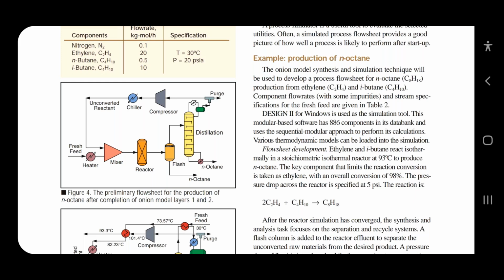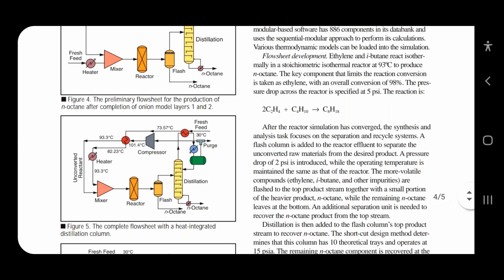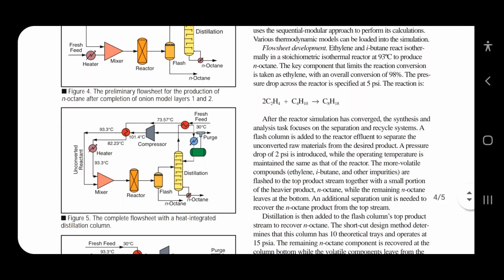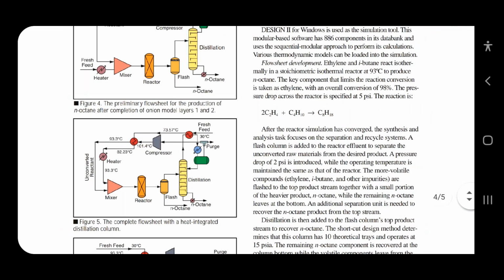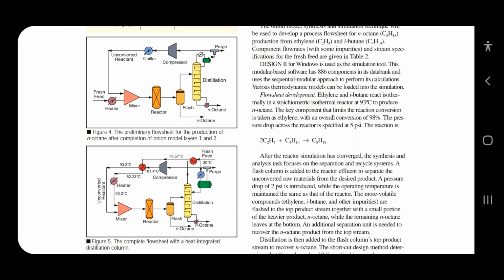Okay, the production of n-octane from ethylene as well as i-butane. So there is a chemical reaction there. The part of process integration is in figure number 5. Have a look, figure number 5. And what is the difference between figure number 4 and 5? Can you imagine? Yes, there are temperature conditions given.